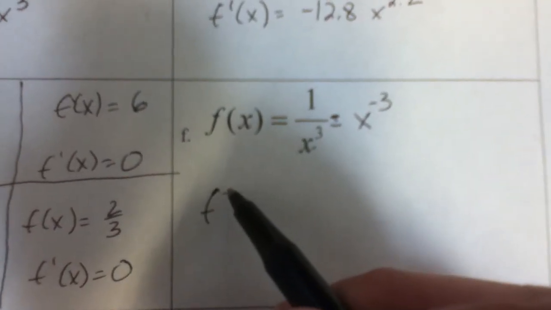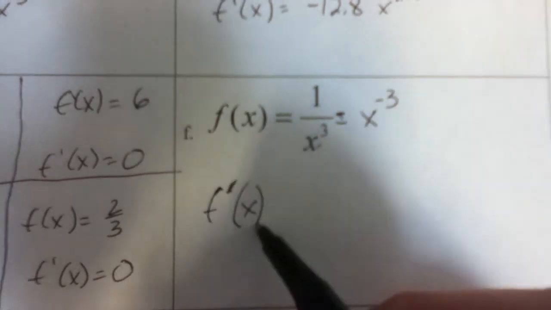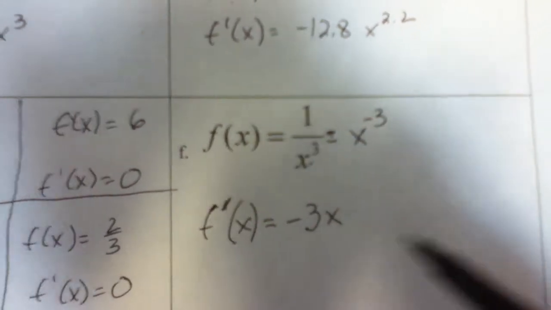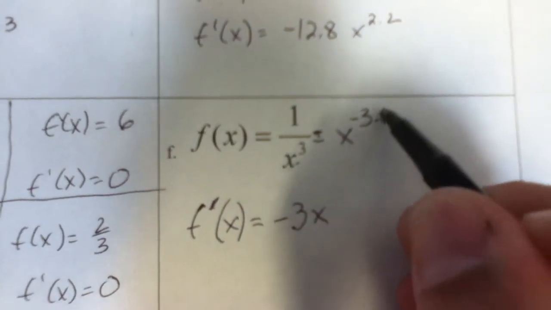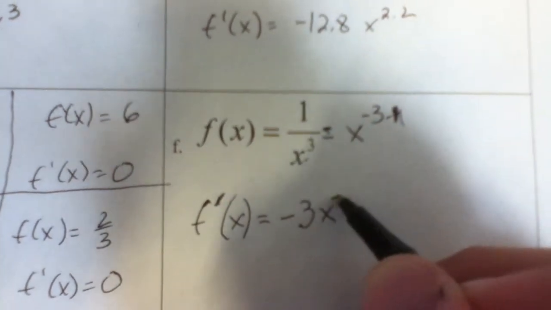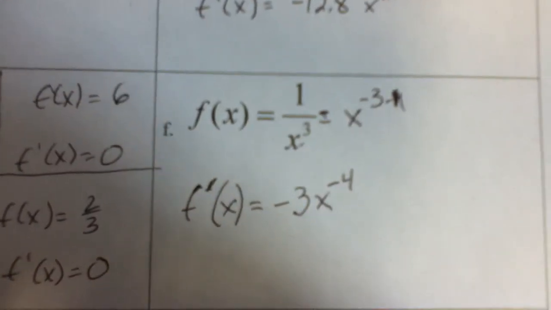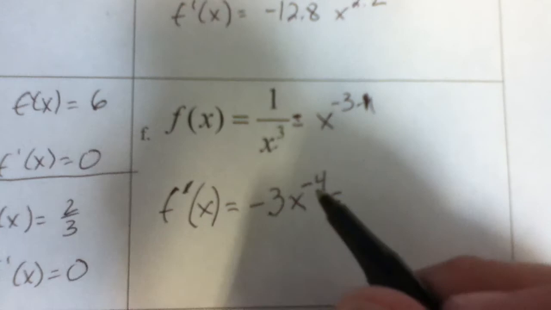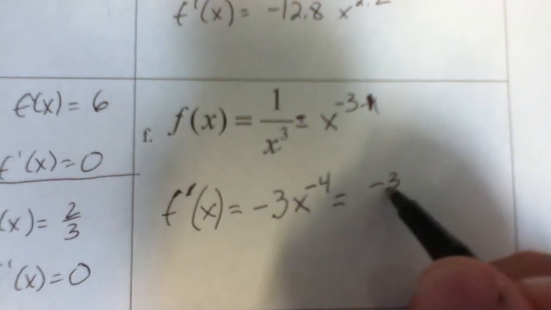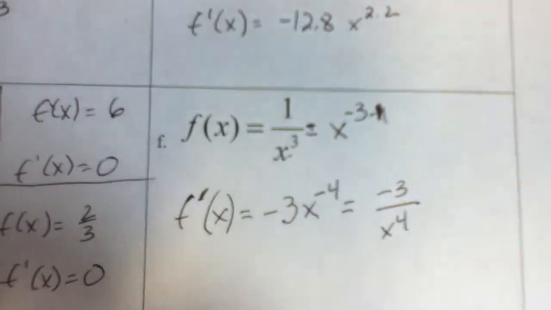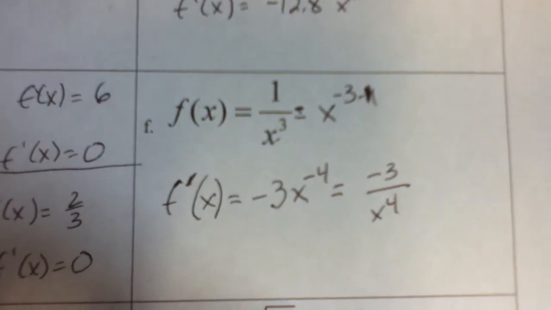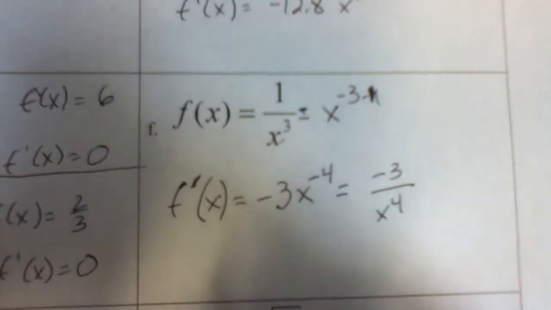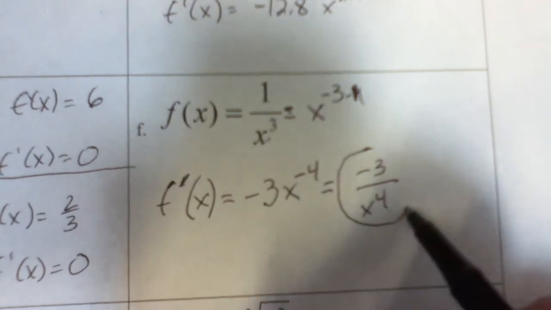So the derivative, again, even though it's a negative, does not matter. Same steps. Negative 3 goes to the front. Subtract 1. Be careful. Negative 3 minus 1 is negative 4, not negative 2, negative 4. That is the derivative. And then we're just going to simplify. How do we make a negative exponent positive? Move it to the denominator. Again, we don't move the negative 3, we just move negative exponents. The derivative would be this.